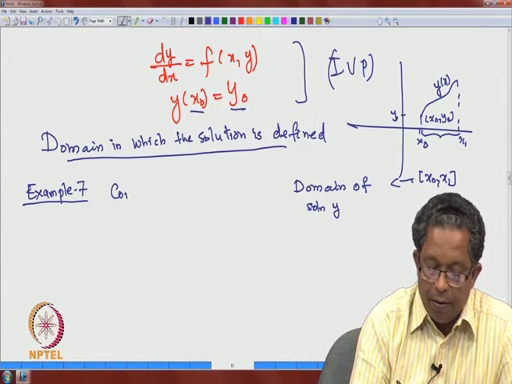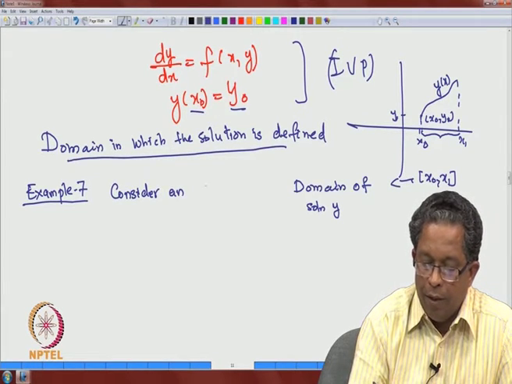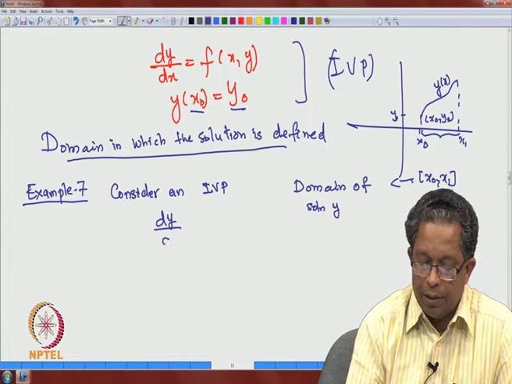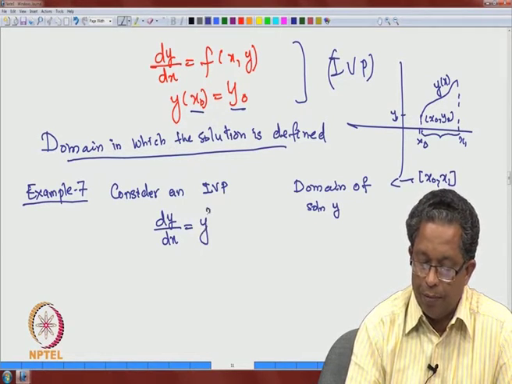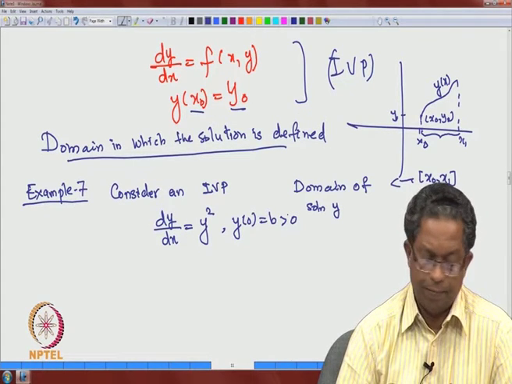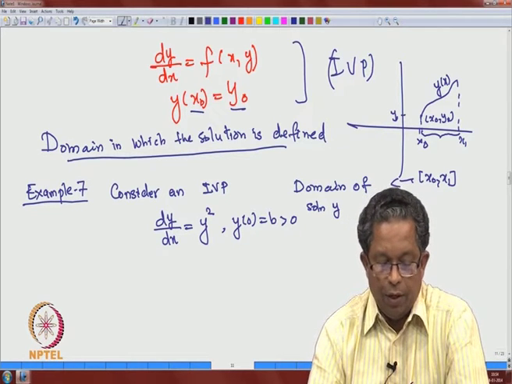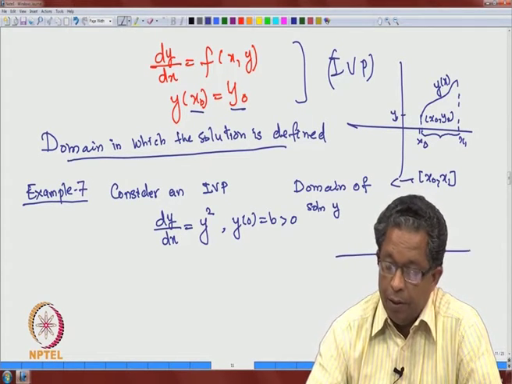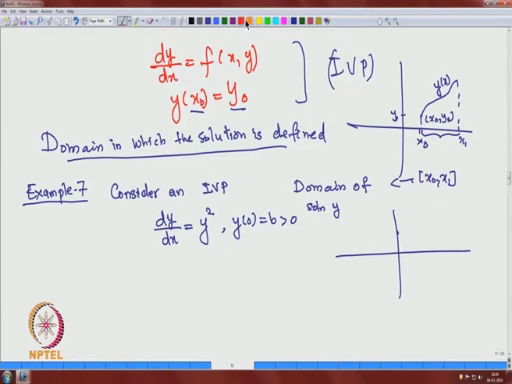So, consider an initial value problem given by dy by dx is equal to y square, and initial condition is y at 0 is equal to b, a positive number. This is a nonlinear differential equation. The initial condition is y at 0 is some number b. We are starting at this point 0, b, and we are looking for a solution y from the point x is equal to 0.